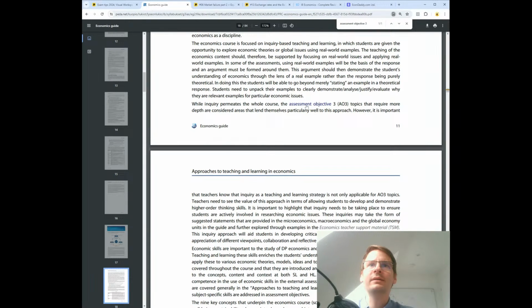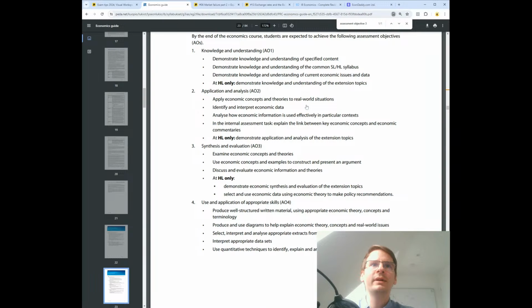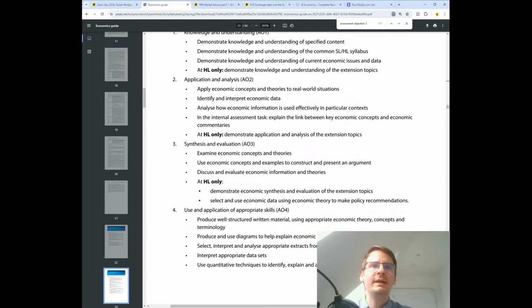Oh, and I can even click on this. Here we go. Assessment objective 3 is a synthesis and evaluation. Examine economic concepts and theories. I'll say a word about examine in a sec. Use economic concepts and examples to construct and present an argument. Discuss and evaluate economic information and theories.